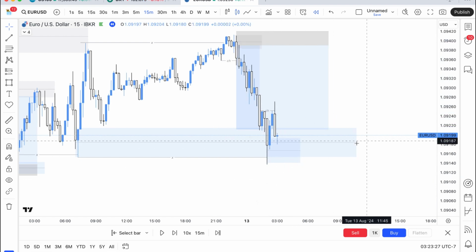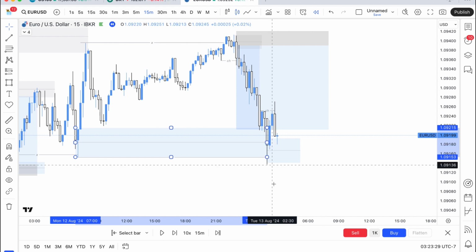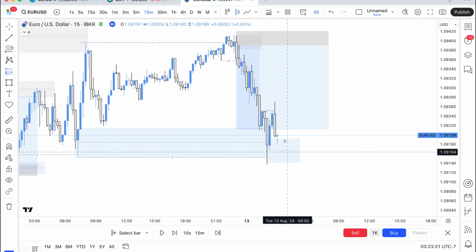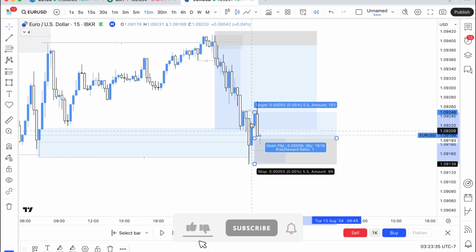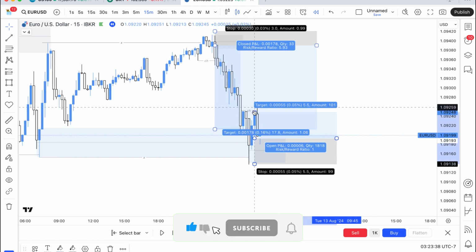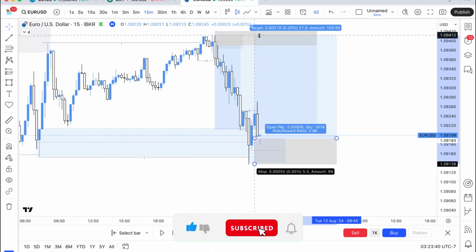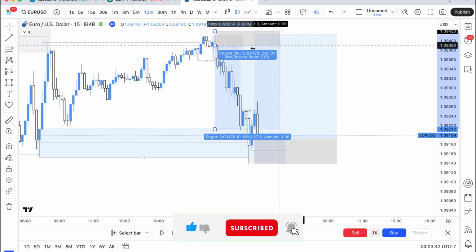However, I can't do that right here, right? So let's do this. So this to me would be the entry. Why? Because we do have a swing low sweep liquidity. We also have a change of character right over here, which means this is a confirmed entry for us. So let's continue from here.